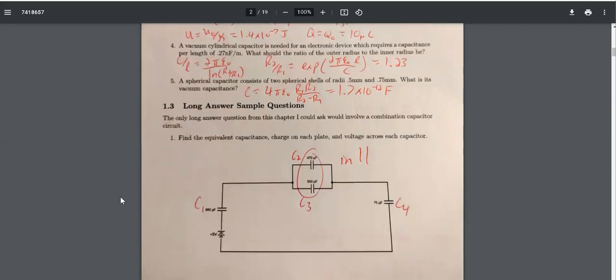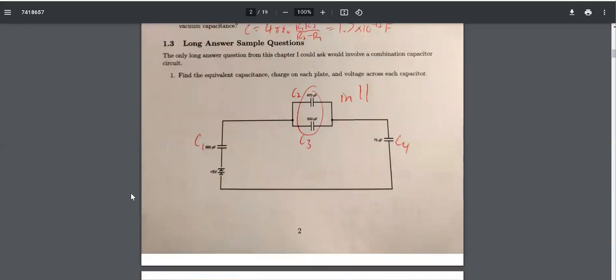Okay, now this is sort of the only real question that I could ask you from this chapter. And it's, what do you do with capacitors that are in a circuit if you have them in combination? So we know the rules for capacitors in parallel, and we know the rules for capacitors in series. And what do we do if we have some capacitors that are neither in series nor in parallel? So if we look at what I've labeled here C1 and what I've labeled here C2, these are neither in parallel nor in series.